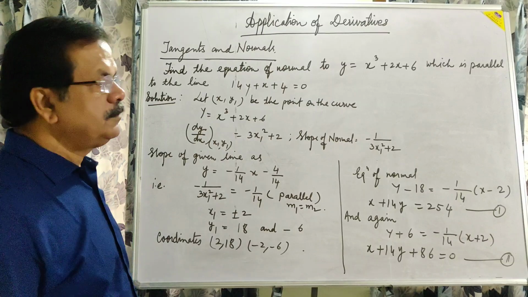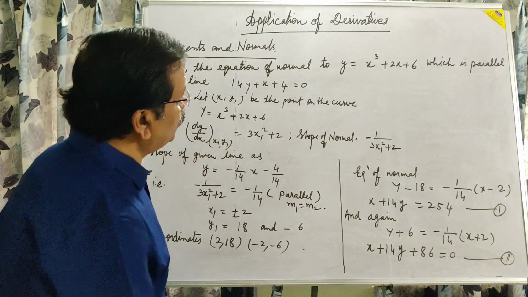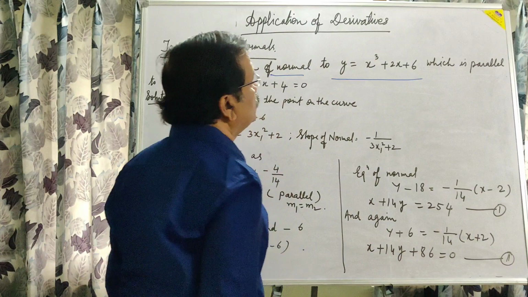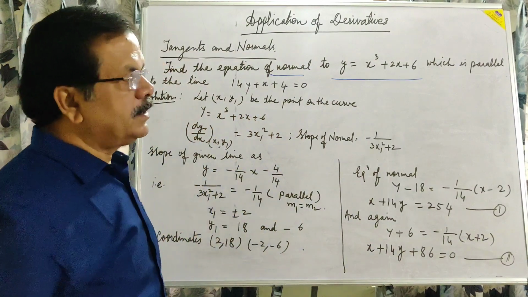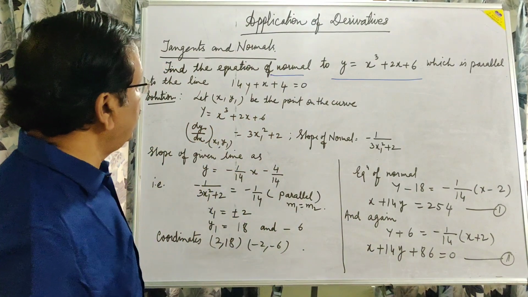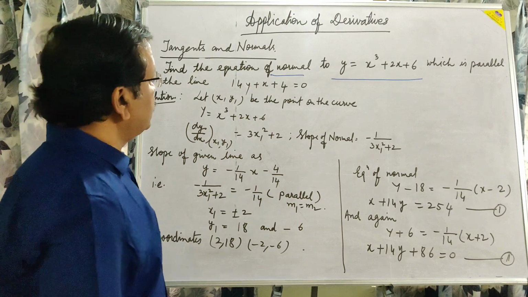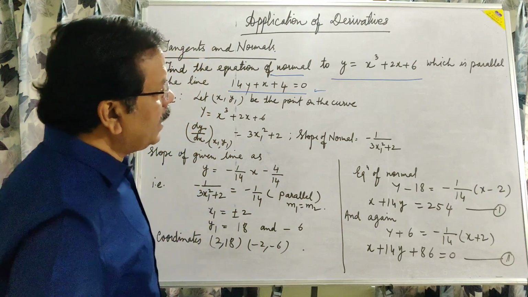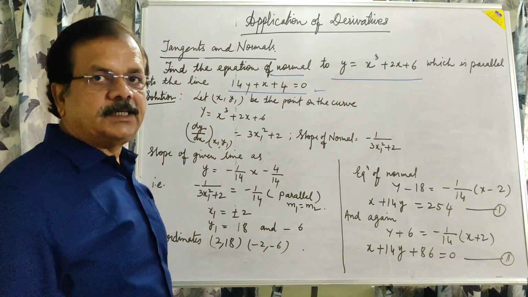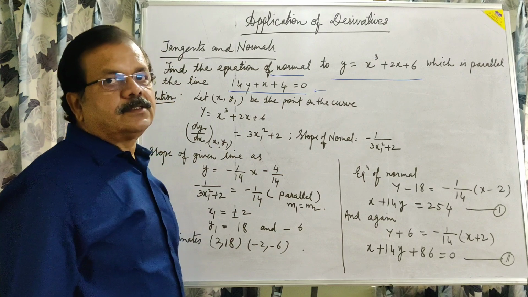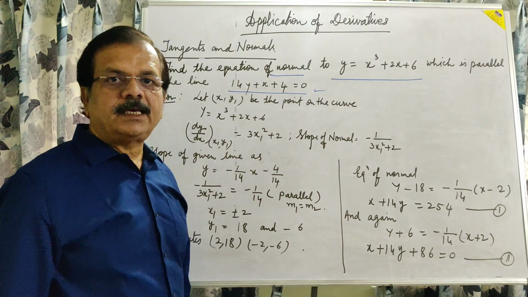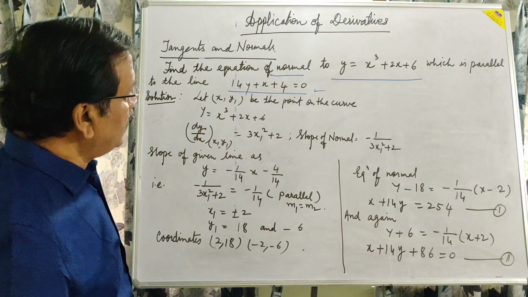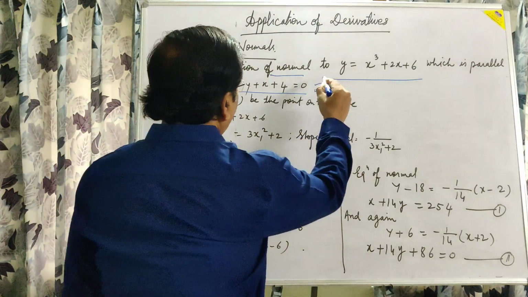Now in this question, find the equation of normal to y is equal to x cube plus 2x plus 6, which is parallel to the line 14y plus x plus 4 is equal to 0. With the help of this, we can understand that if the condition is given that the slope is parallel to any given line, we know that if slope is parallel to this line, we will find the slope of this line.